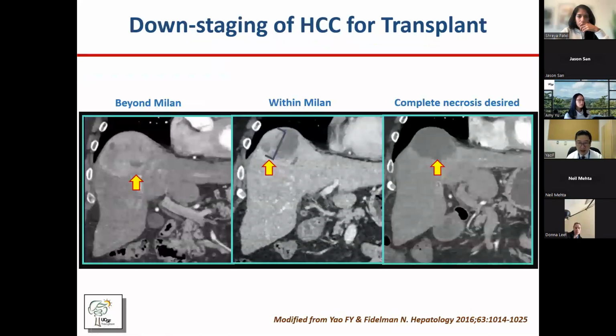This is an example of a patient with an 8 centimeter tumor who was treated with chemoembolization, undergoing downstaging, initially beyond Milan. And you can see the area of necrosis here. The viable tumor is already within Milan. And our approach is to continue treatment until they achieve complete tumor necrosis going into transplant. I can tell you that when you see a patient showing this type of response, this patient is going to do very well after transplant.